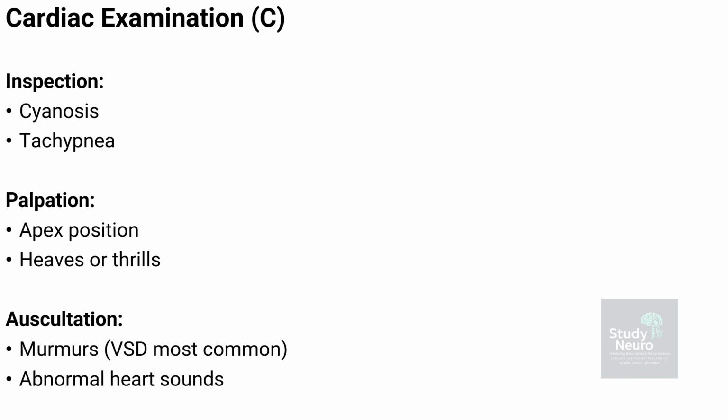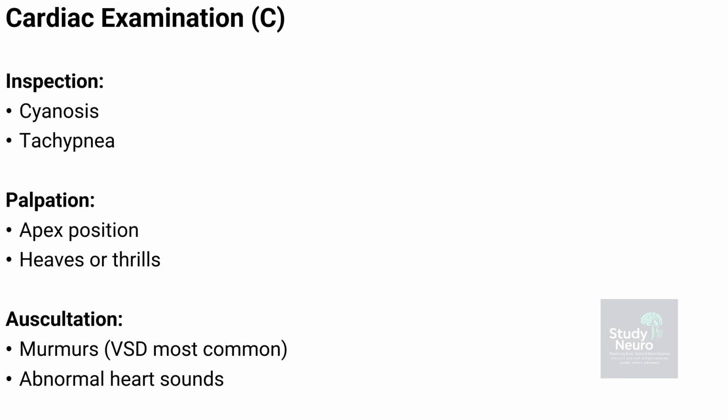The cardiac examination is a crucial component of the systemic evaluation in children with congenital or syndromic hydrocephalus, as congenital heart defects commonly coexist and may influence perioperative and long-term management. Begin with inspection of the child for signs of cyanosis and tachypnea, which may indicate underlying cardiac disease or impaired oxygenation. Next, proceed to palpation.